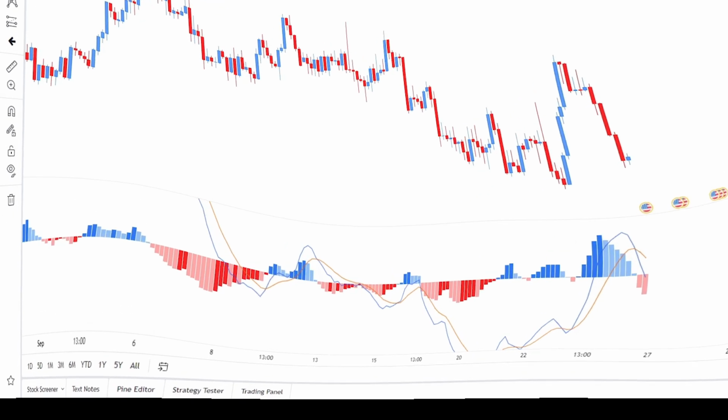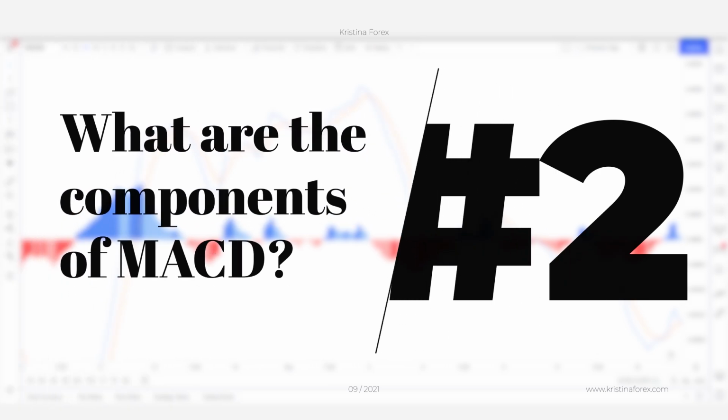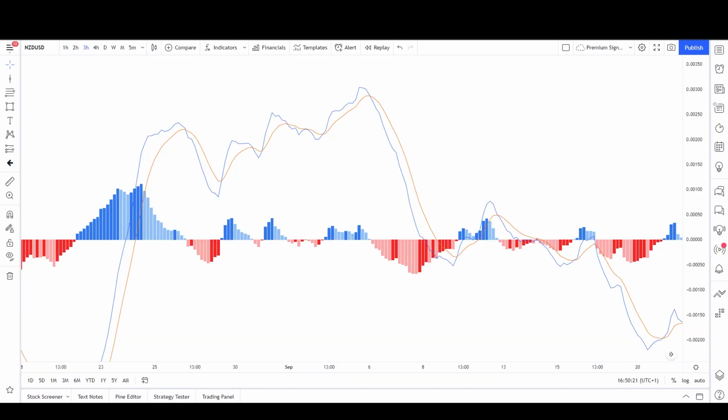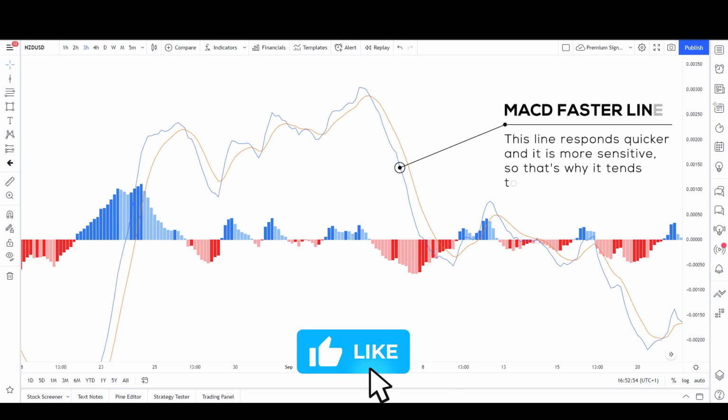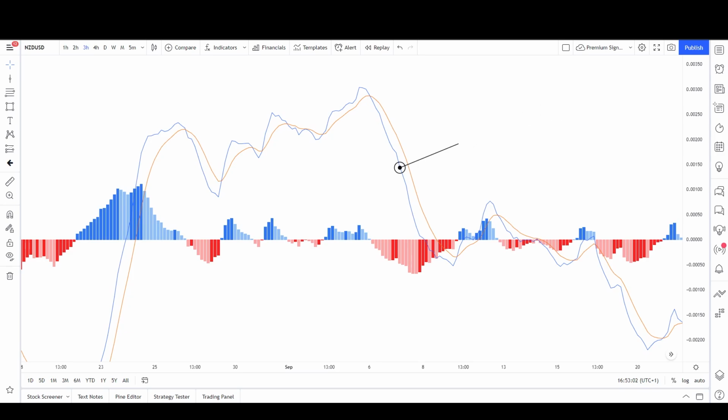This specific indicator is made up of three components, and especially if you're a beginner right now watching this video, you should be well aware what are those components. So there are two lines and a histogram. The MACD line is the indicator's faster line because it responds quicker and it's more sensitive, so that's why it tends to go above and below the indicator's second line.